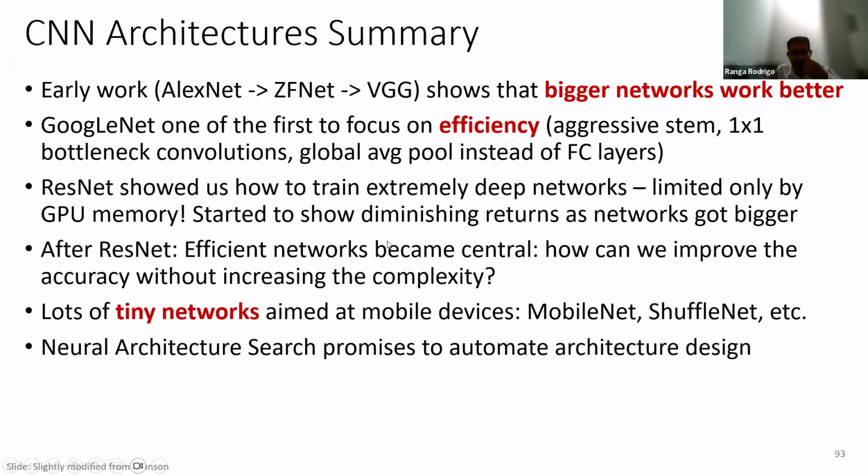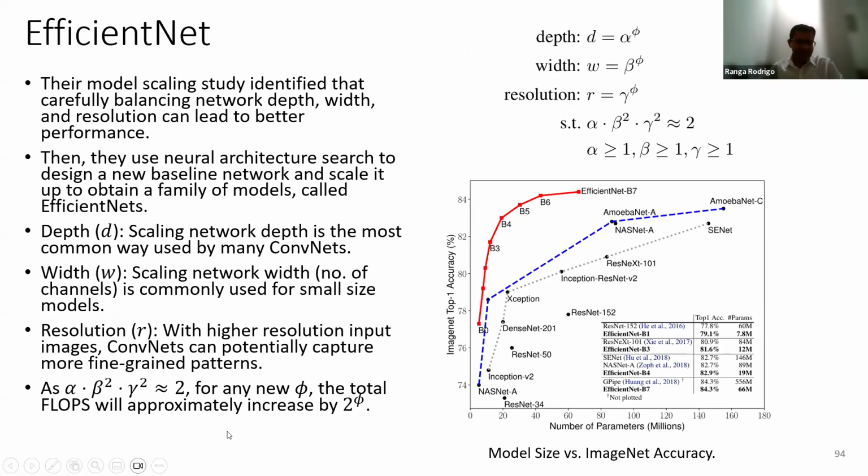After ResNet, efficient networks became central. How can we improve the accuracy without increasing the complexity? Lots of tiny networks aimed at mobile devices like MobileNet, ShuffleNet, and others. Neural architecture search promises to automate the architecture design. So then they came up with EfficientNet. That's also a good contribution.